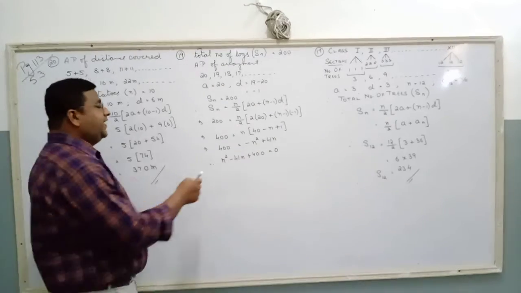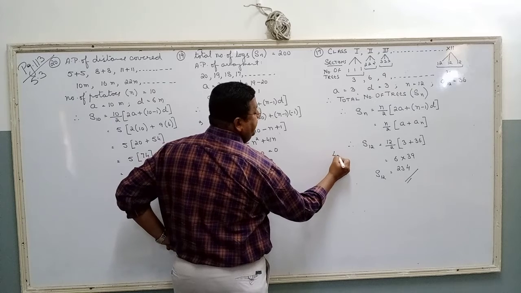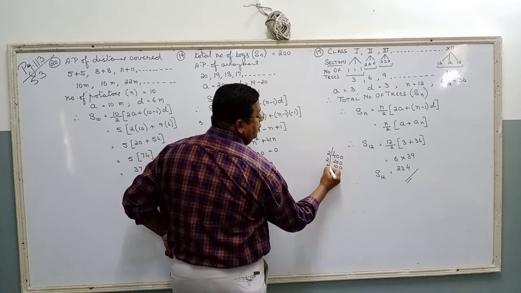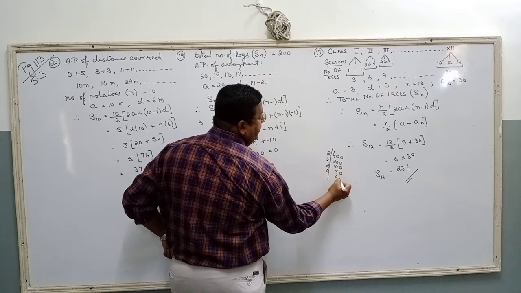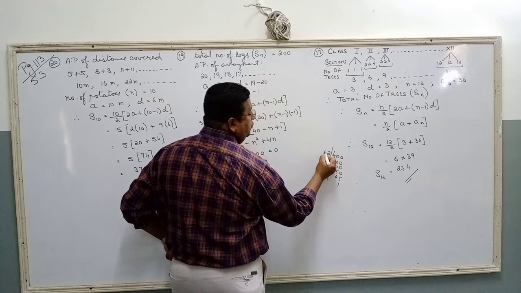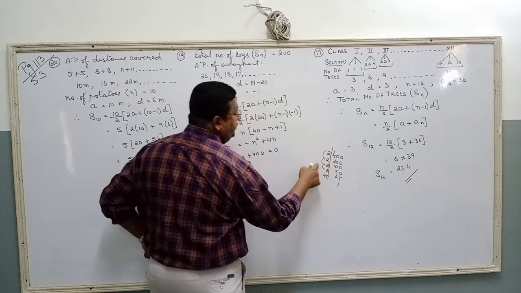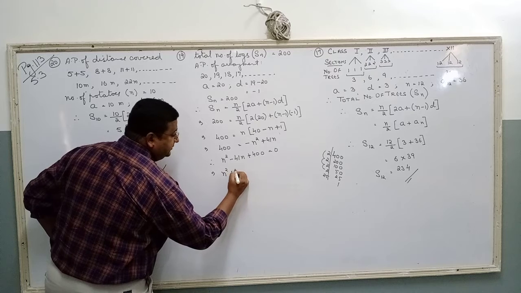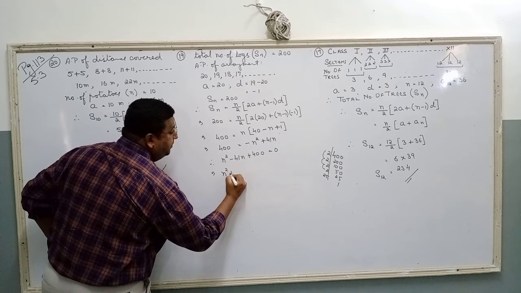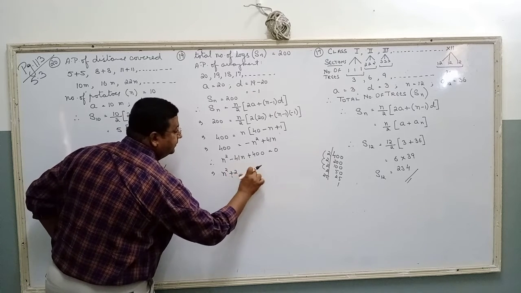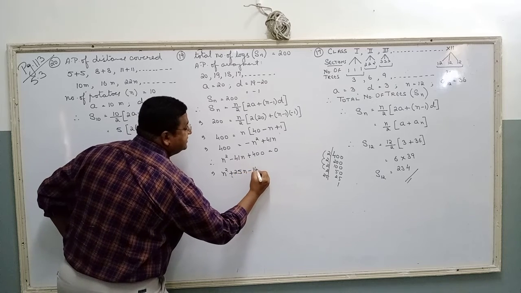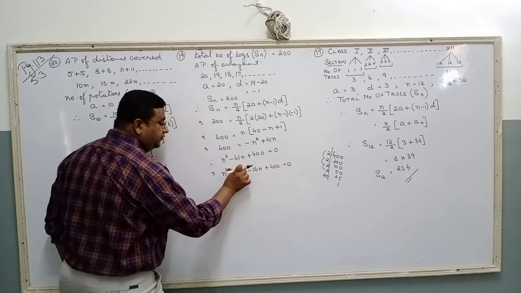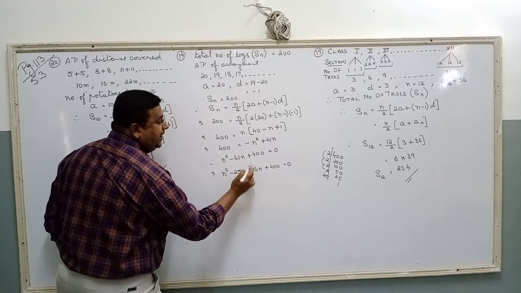If you try and find the factors of 400: 2 20s are 40, 2 10s are 20, 2 50s are 100, 2 25s are 50, and 25 ones are 25. 2 2s are 4, 4 2s are 8, 8 2s are 16, and 25 gives me 41. So my factors are n square plus 25n minus 16n plus 400 is equal to 0. Sorry, both of them will be minus, because then only they will be added.